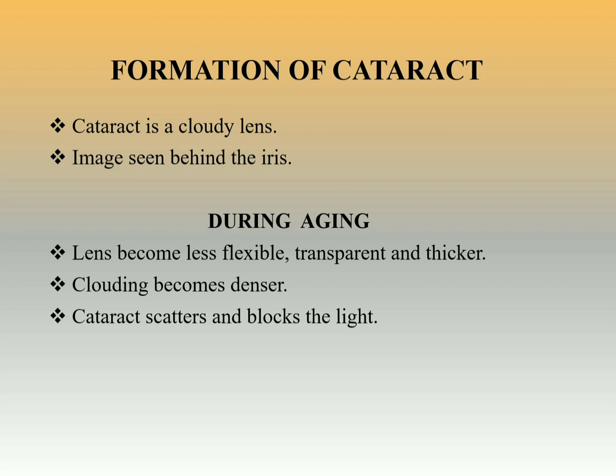As cataract continues to develop, the clouding becomes denser. Cataract scatters and blocks the light as it passes through the lens, preventing a sharply defined image from reaching the retina.